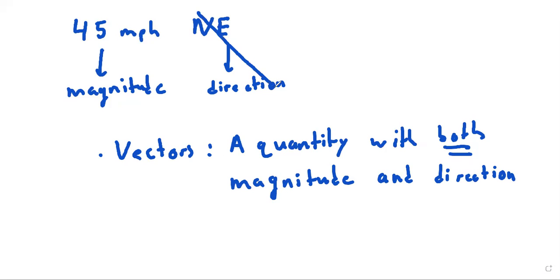Say I didn't tell you it was moving northeast. I just told you tomorrow there's going to be a 45-mile-per-hour wind. I would have given you a scalar quantity then because it only has magnitude.